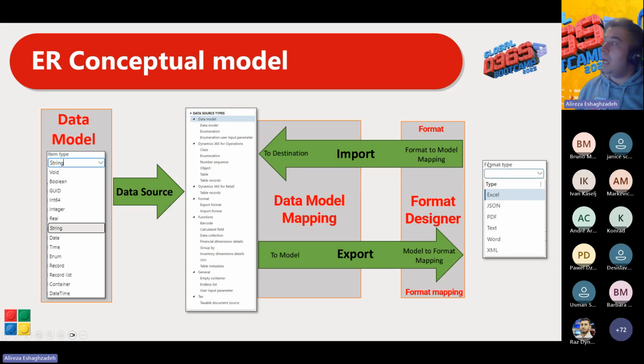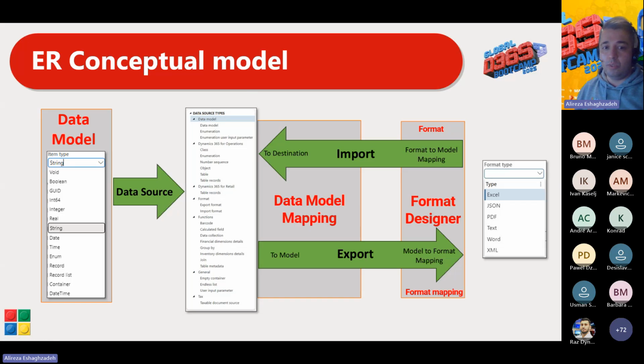And also, if you need to use it as an import, let us say it's the JSON file that you need to import, you can just define the fields, then you need to map it to the data model, or we just call it the destination here, which is our model mapping, to directly import the data by using this format designer. So I hope that this conceptual model gives you a better understanding about the full potential that we can get from the electronic reporting.